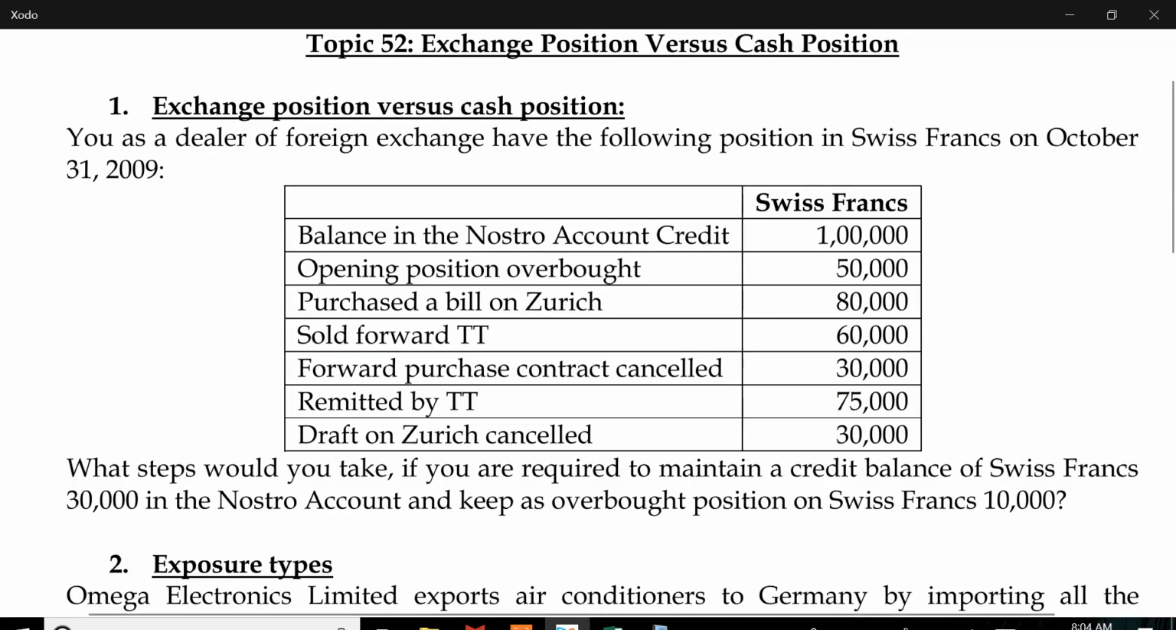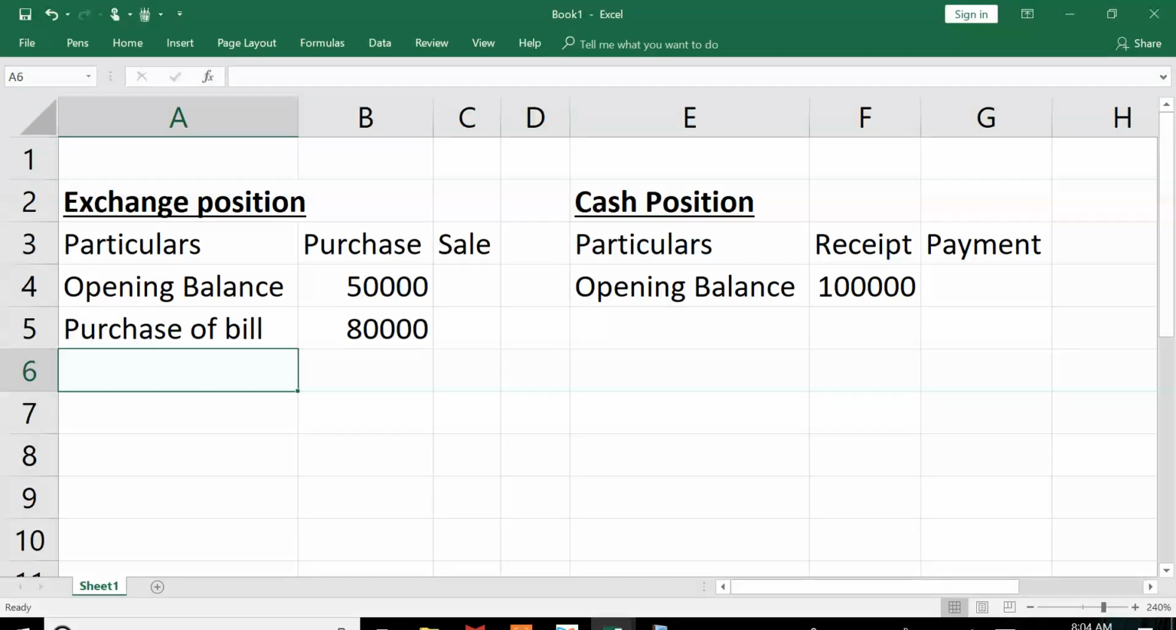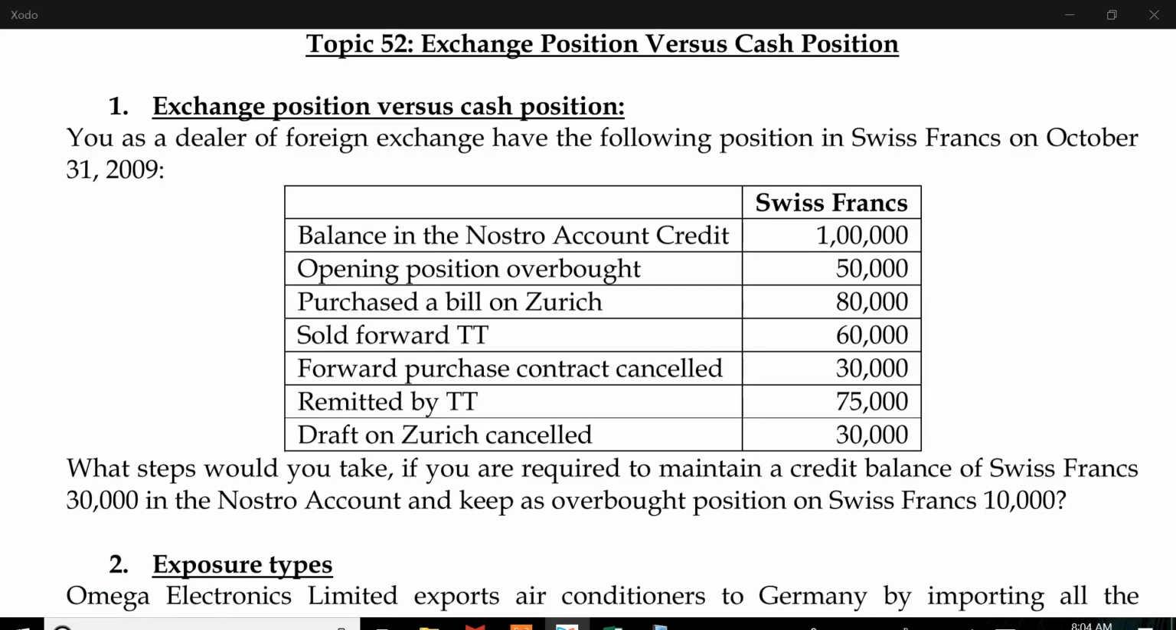What's the next transaction? Sold forward. TT means telegraphic transfer. Sold forward means again the realization of this will happen in some time. I don't know when the realization is going to happen. They have to tell me. If it was sold spot, then I'll write in both the places. If it is sold forward, then it will not come in exchange. It will come only in the cash. You have sold your raw material now, but you will supply it only in future. Sold forward TT, 60,000.